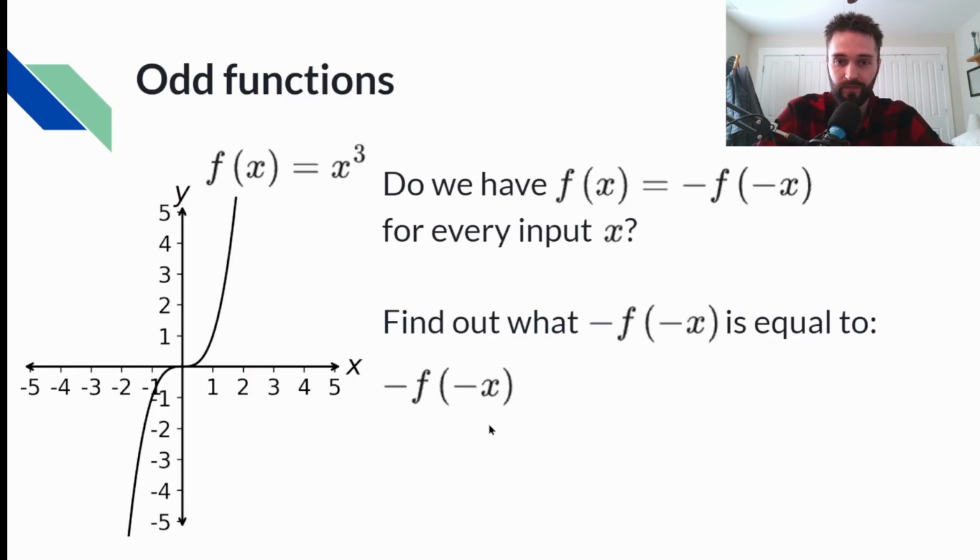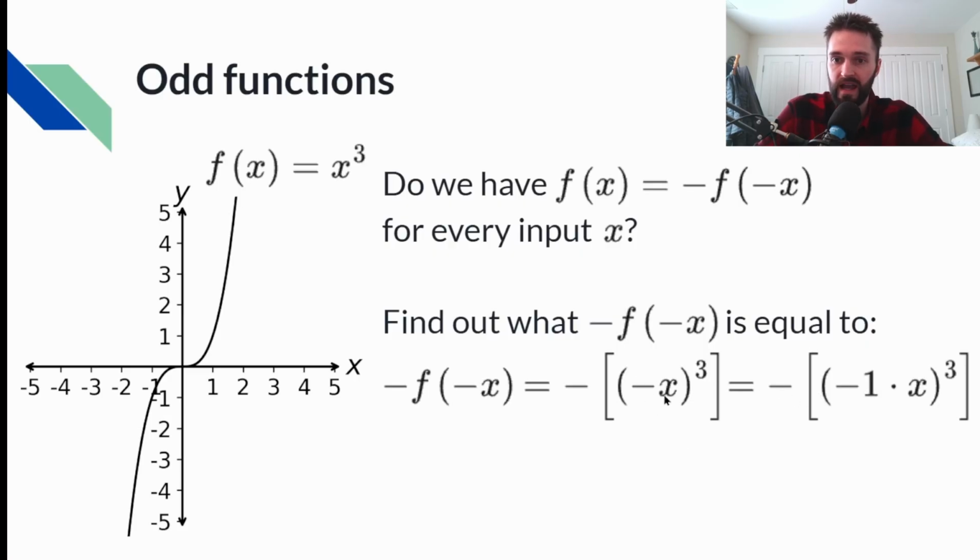Negative f of negative x is equal to negative this thing, all right? F of negative x is what's in the brackets, okay? And then we're slapping a minus sign in front of that, okay? So in brackets, we have f of negative x, okay? Let's just focus on what's happening in the brackets for now. Negative x cubed is the same thing as negative 1 times x, whole thing cubed. All right. So we're going to use that same exponent rule to simplify this, right? We have a product to a power, so we can take this power and apply it to each piece of the product. All right.